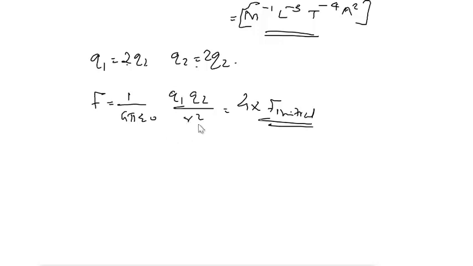If the distance between them is doubling, what will happen? So the respective values you should substitute and find out. Clear? So this is how we will do it.